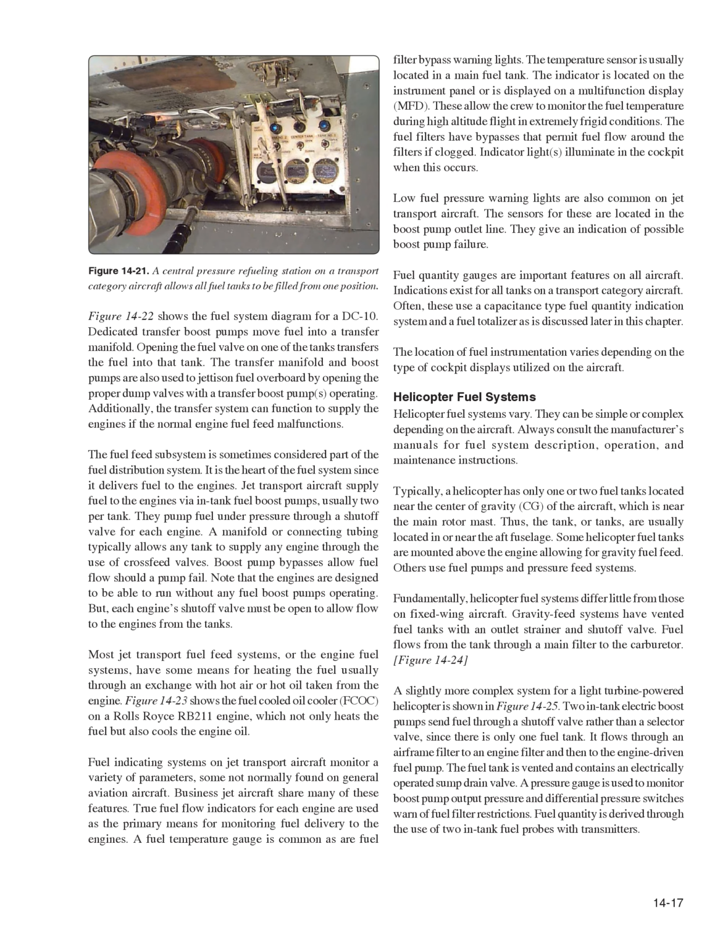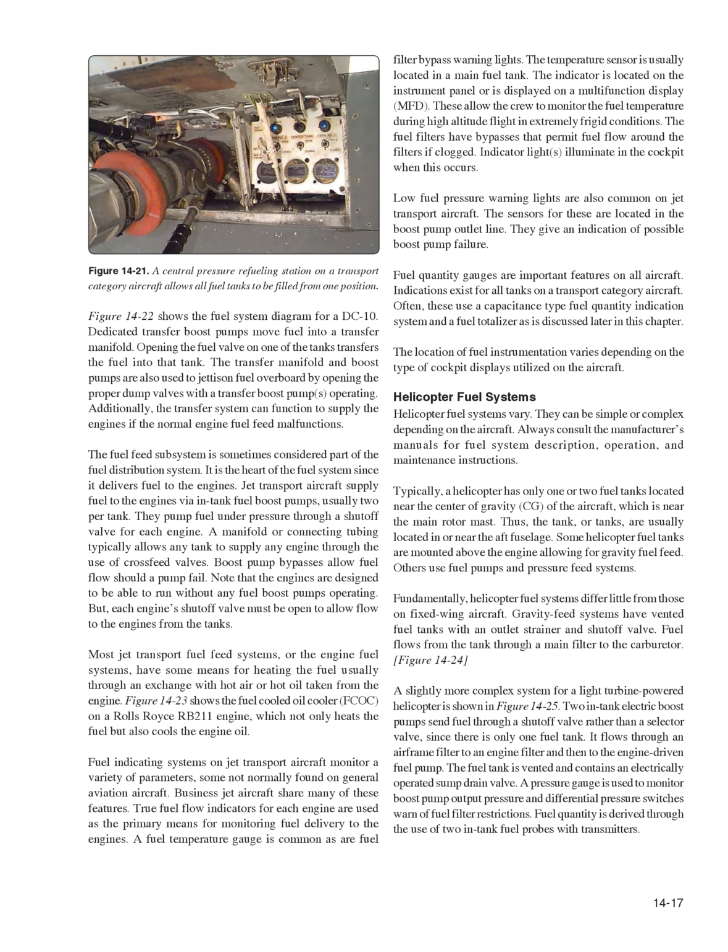Typically, a helicopter has only 1 or 2 fuel tanks located near the center of gravity (CG) of the aircraft, which is near the main rotor mast. Thus, the tank, or tanks, are usually located in or near the aft fuselage. Some helicopter fuel tanks are mounted above the engine, allowing for gravity fuel feed. Others use fuel pumps and pressure feed systems.